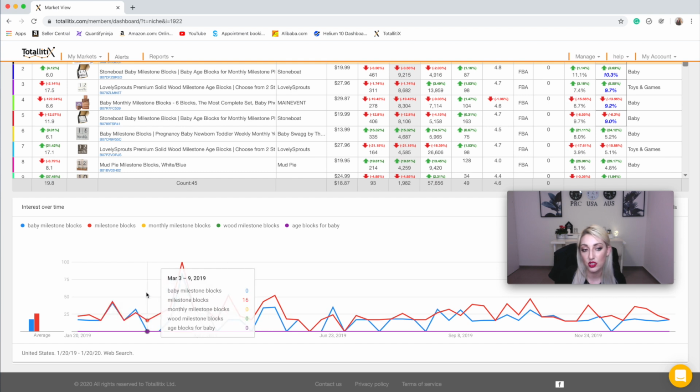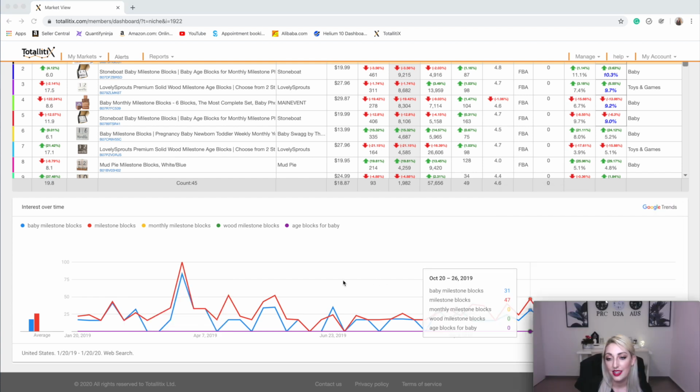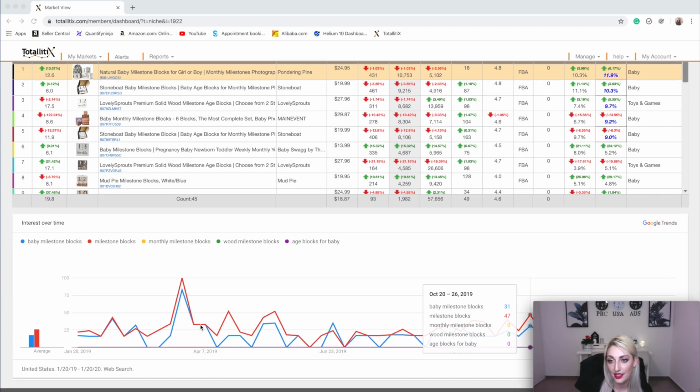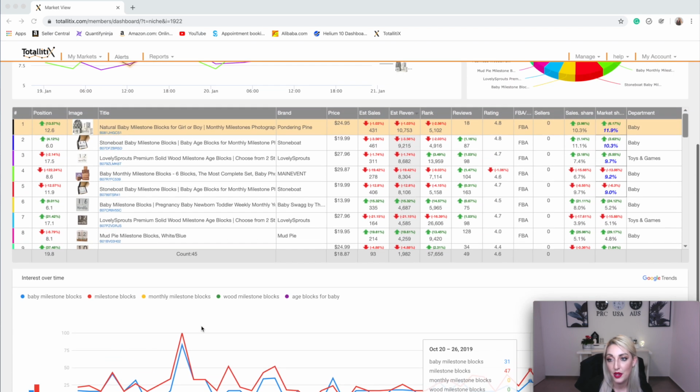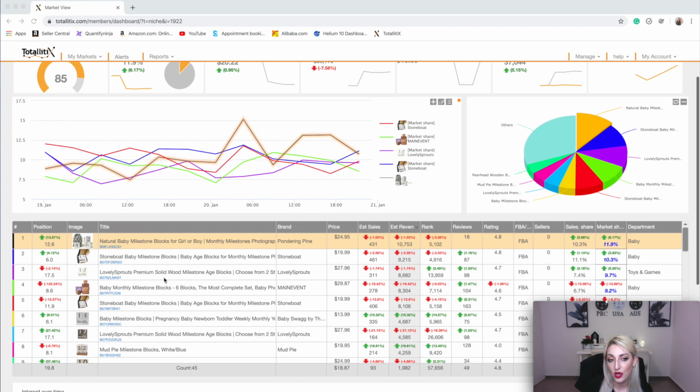Usually you want it to be above the 75-ish. You guys need to also remember that even with these really small niches, you can still come in and take a big piece of that pie. Imagine if you had these milestone blocks, and I'm definitely not saying people should bring out these milestone blocks.